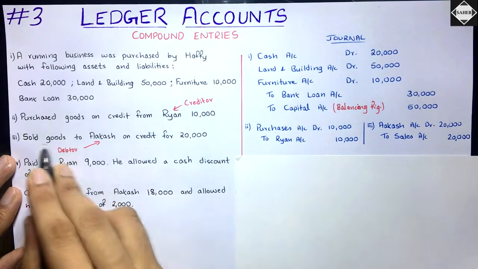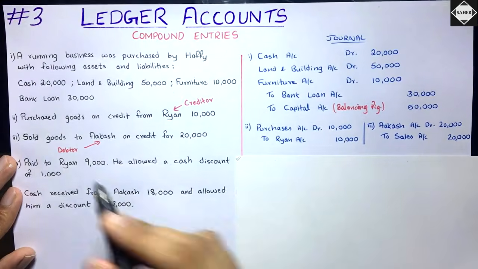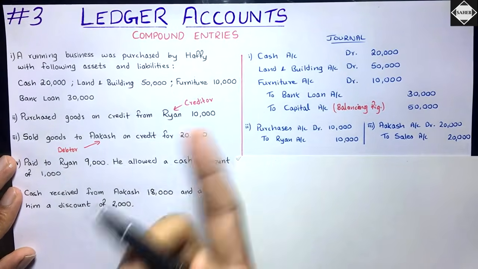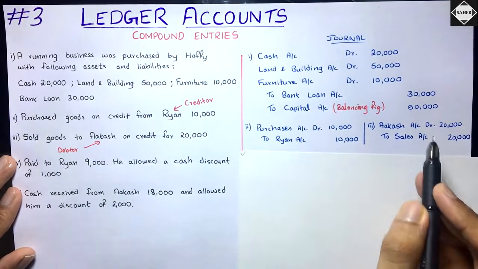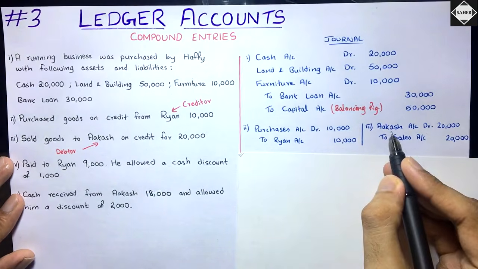Next, you have sold goods to Akash on credit for 20,000. So here you are making credit sales to Akash. So Akash is your debtor or receivables. So here's your asset account. Your asset is increasing. Akash is your asset because in the future you are going to get benefit from Akash. He's going to pay you back, isn't it?